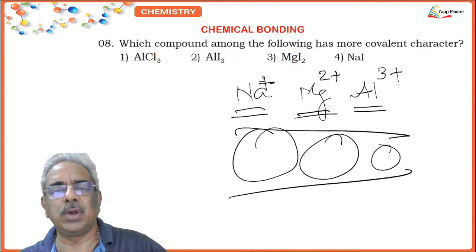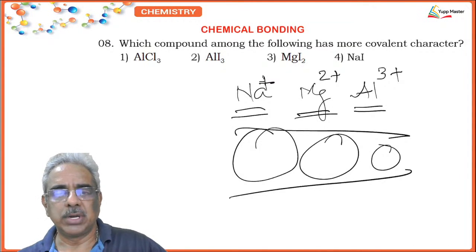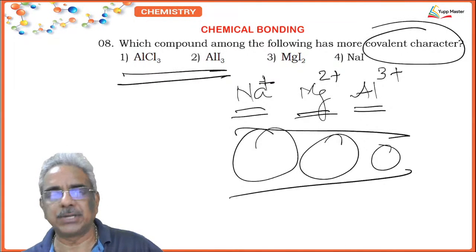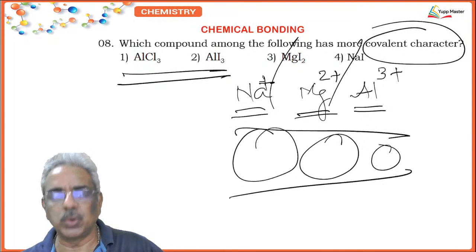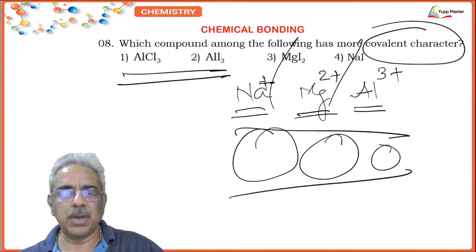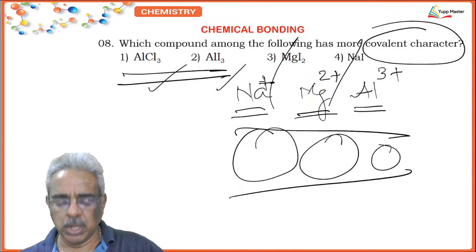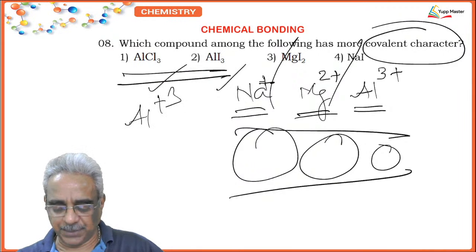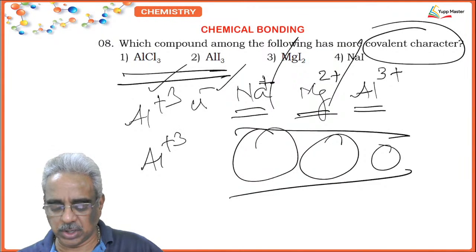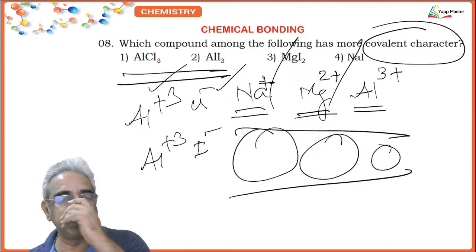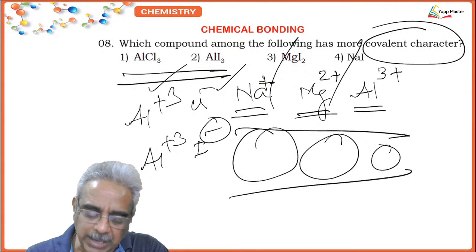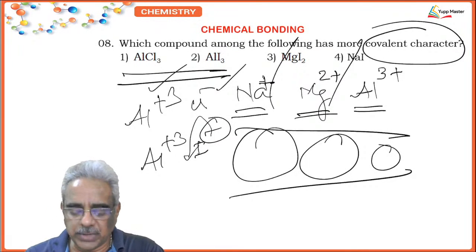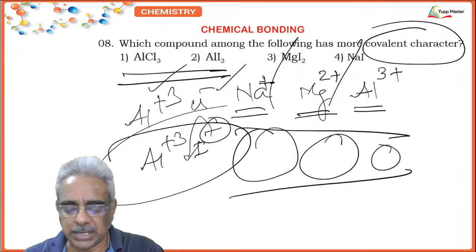So it will have powerful polarizing capacity. Now, we have got 2 aluminium compounds. He wants more covalent character. So we have ignored magnesium and sodium. We are going for aluminium. Among aluminium, we have got again 2. One with chloride, one with iodide. Al3 plus, Al3 plus. This is chloride, this is iodide. Now which will be easily polarized? Iodide being a larger anion will be easily polarized. So obviously this bond will be more covalent in nature.